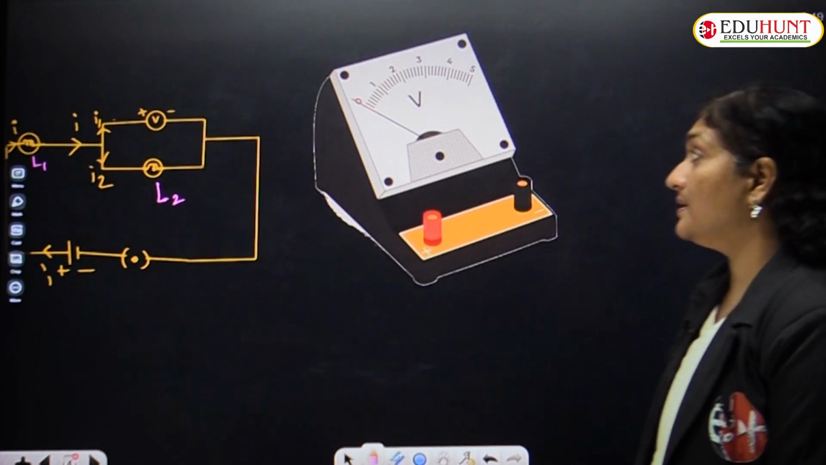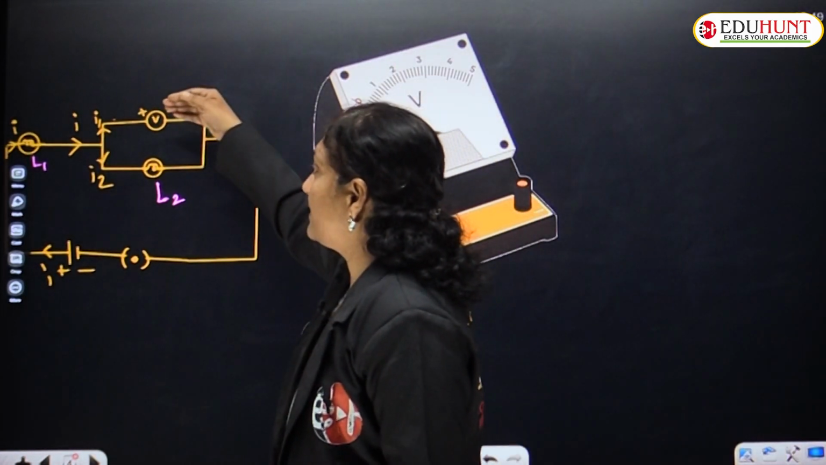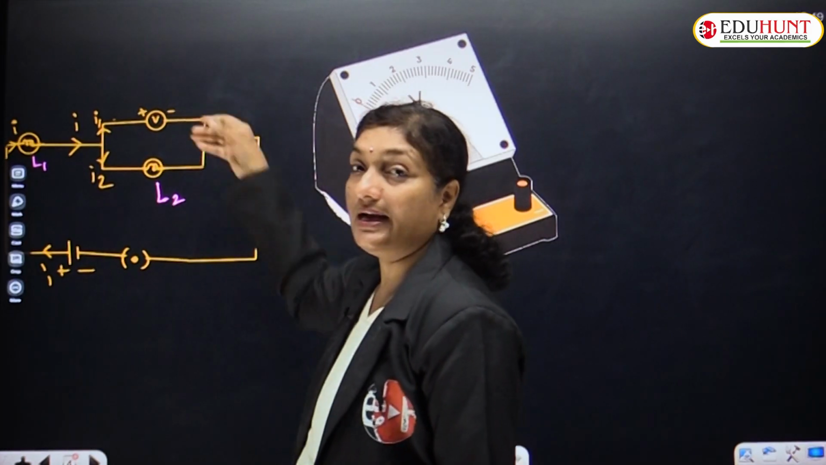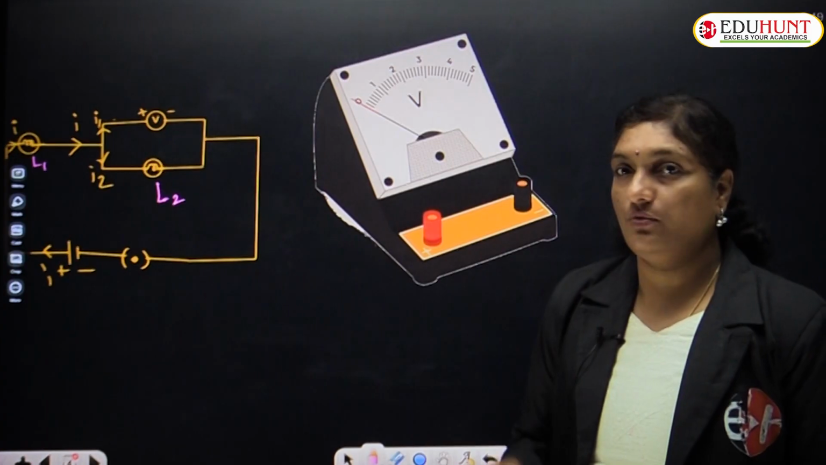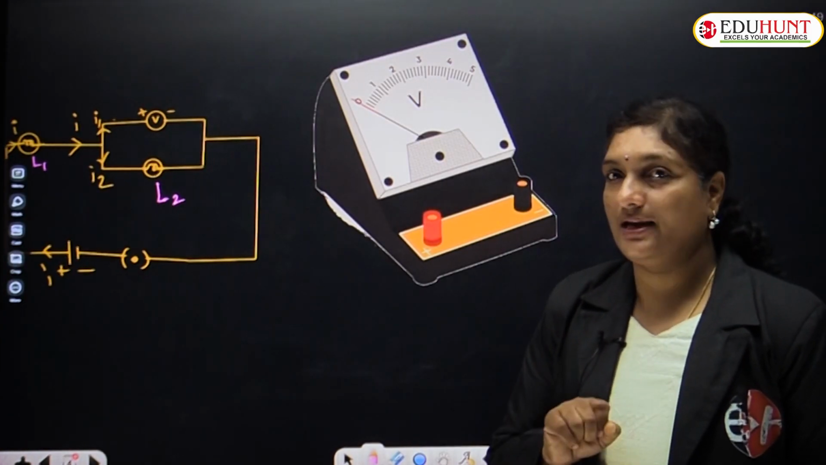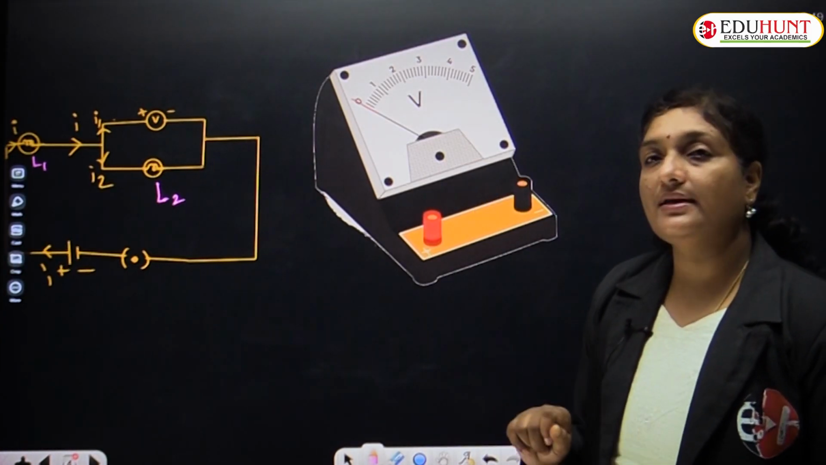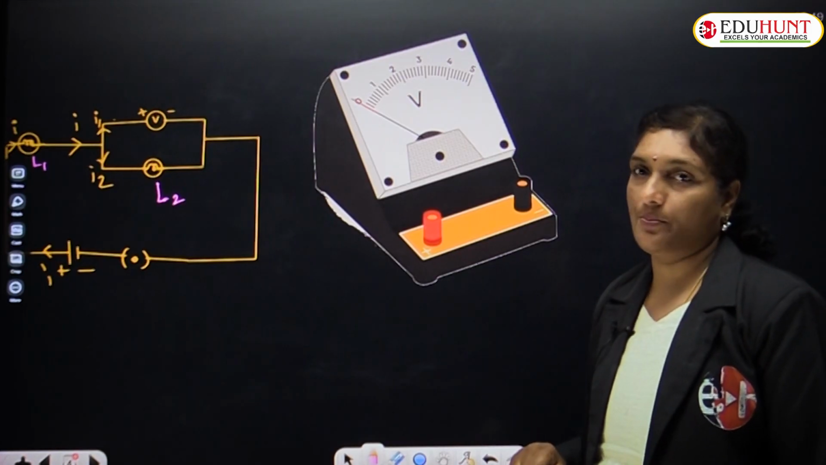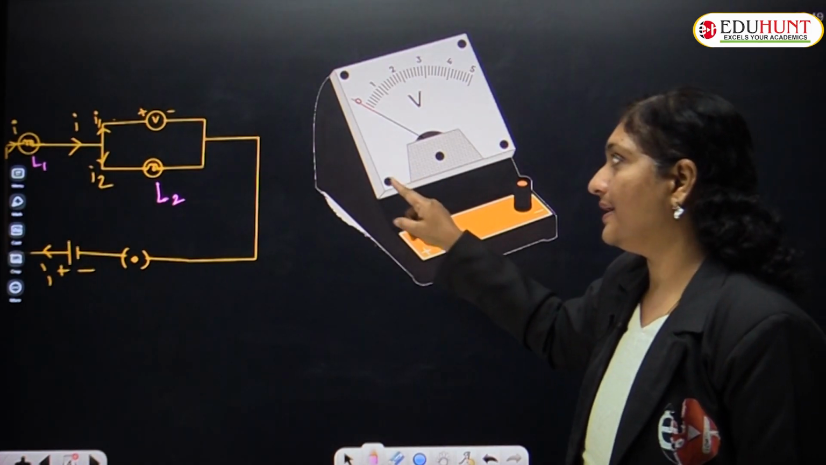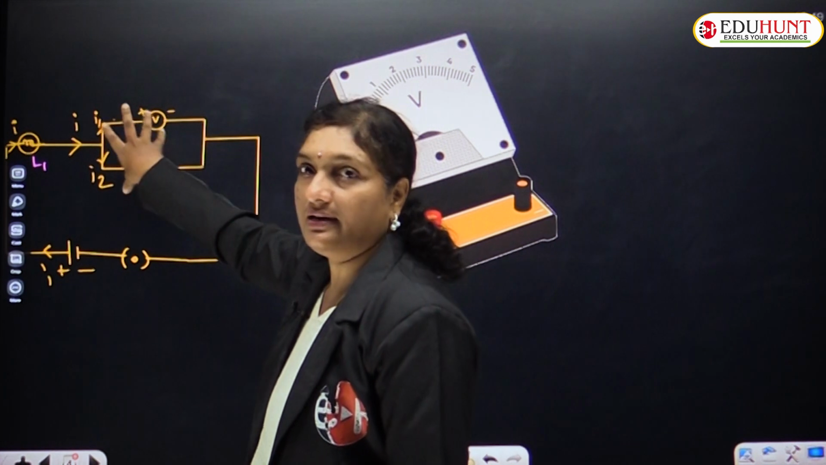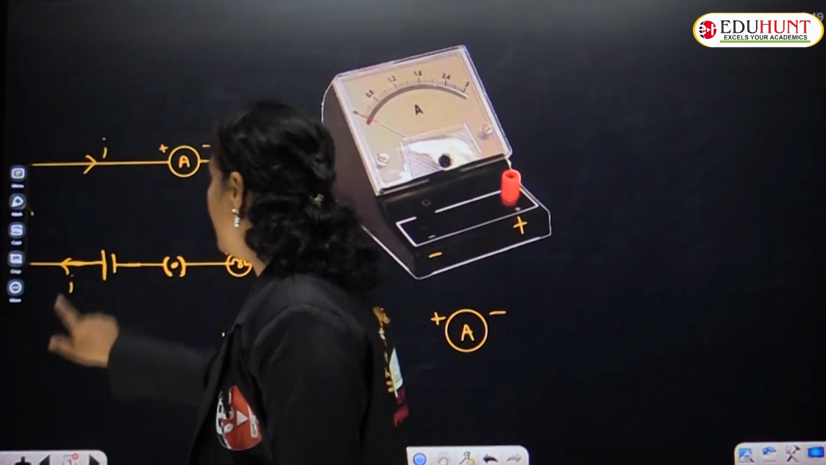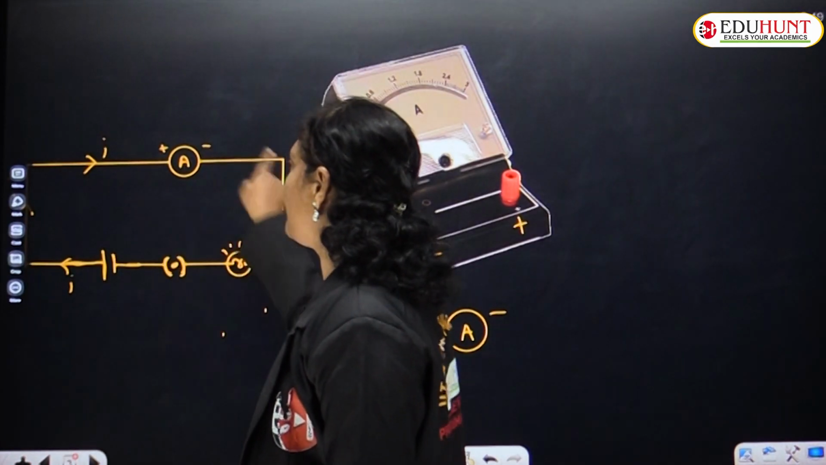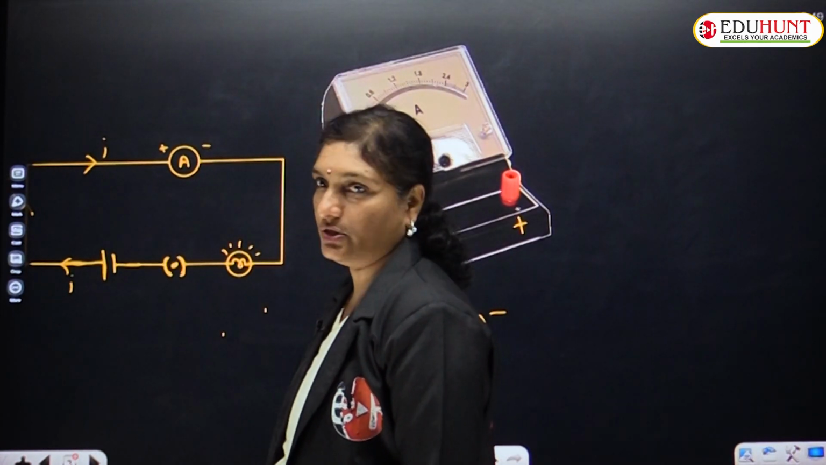Remember children, voltmeter is always connected in parallel to the circuit, whereas ammeter is always connected in series combination. In the parallel combination, the current will be different even though the potential difference remains constant. Whereas in the series combination, the same current flows across the circuit.